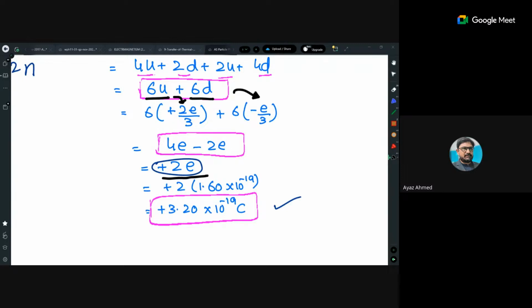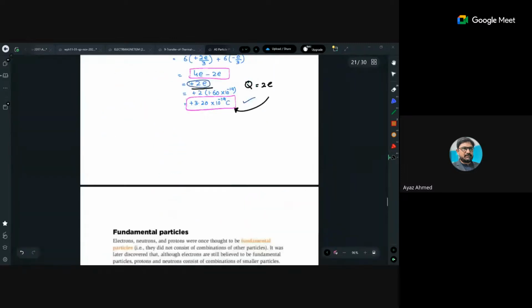What is the charge on helium? The helium charge is plus 2e, which is equal to 2 times 1.6 into 10 to the power minus 19 coulomb. So this is actually the whole game of quarks.